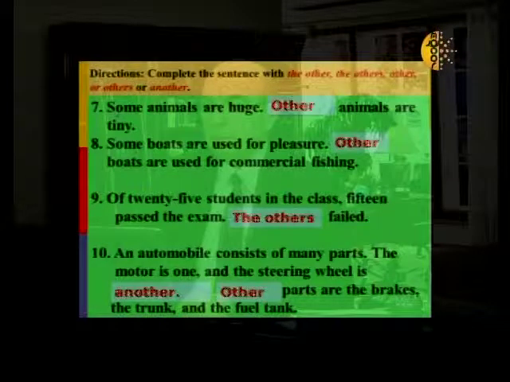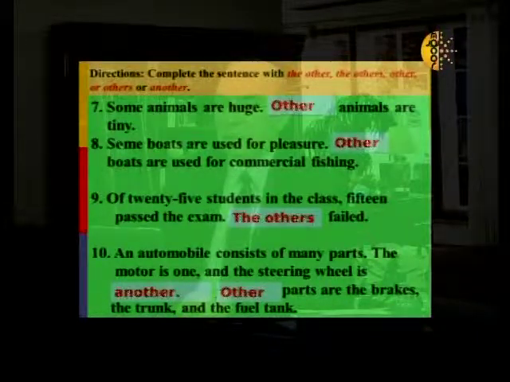Sentence number 7. Some animals are huge. Other animals are tiny. We use other because of animals here, and this other functions as an adjective. Sentence number 8. Some boats are used for pleasure. Other boats are used for commercial fishing. Again, other functions as an adjective because boats is plural.